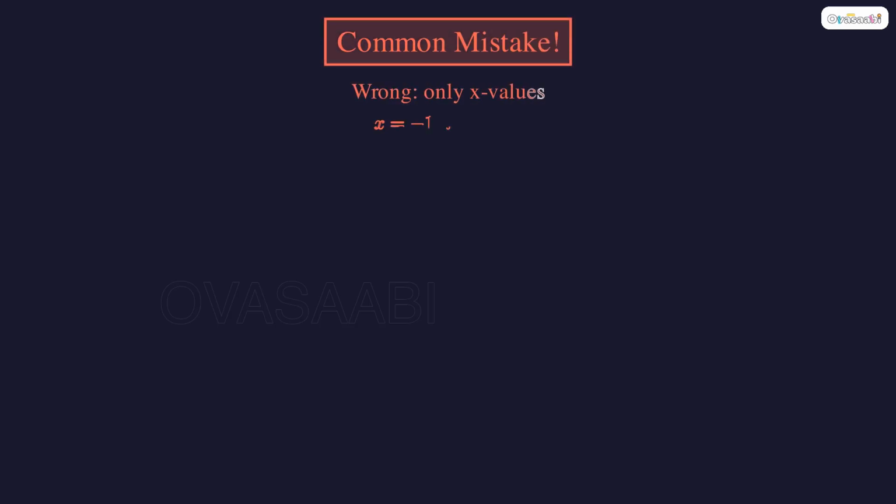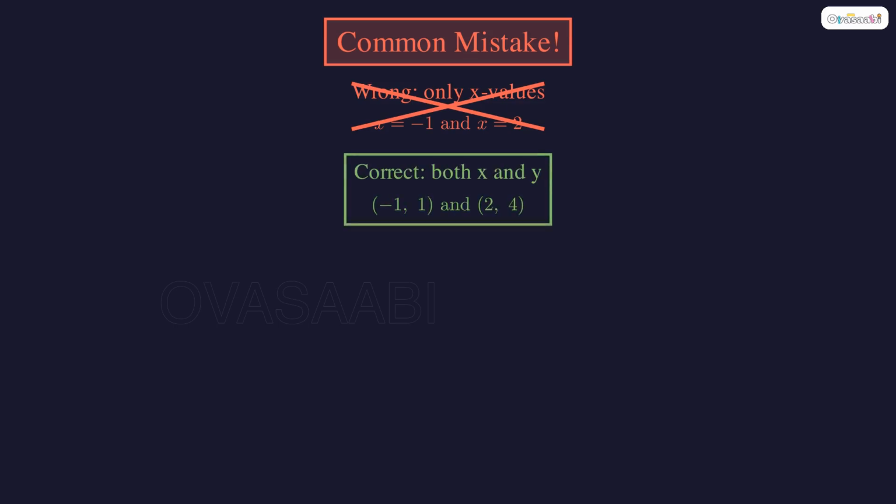Many students lose marks by writing only the x values. The examiner wants both x and y for each point. Also, do not forget, a line can cross a parabola at 0, 1, or 2 points.